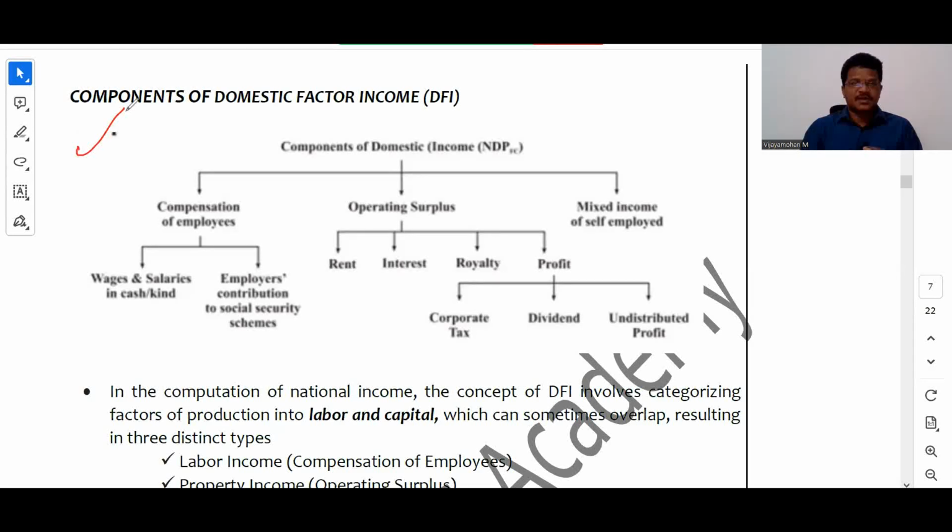Don't get confused. If you see this picture, you will be able to understand what the components of the domestic factor income are. Then we will see them one by one. First, I'll try to explain the entire set of components of the income method, or domestic factor income, with this diagram. Then it will be easy for you to understand, right?